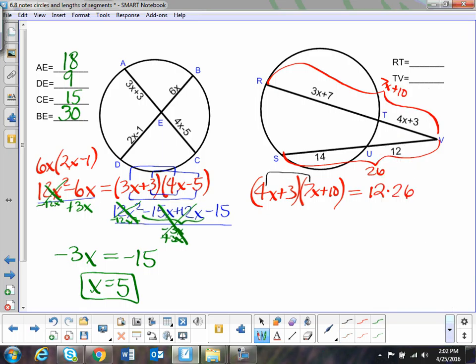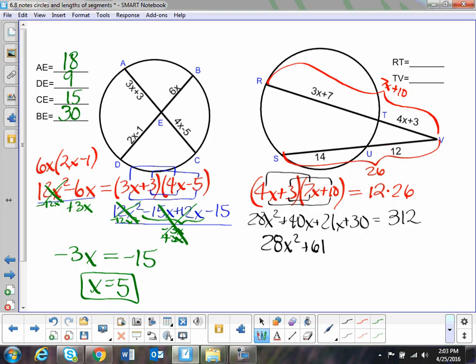First term, 4 times 7x. Outside terms. Inside terms. And last term. Equals, what's that number? 312? So 28x squared plus 61x plus 30 equals 312. All right, we just finished doing this, so what did we do?